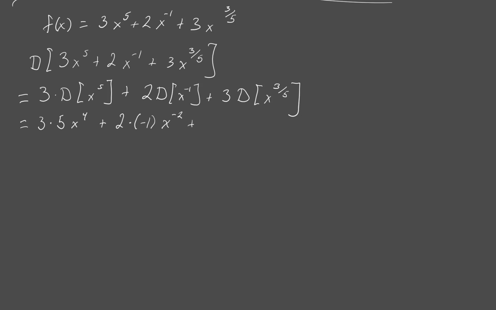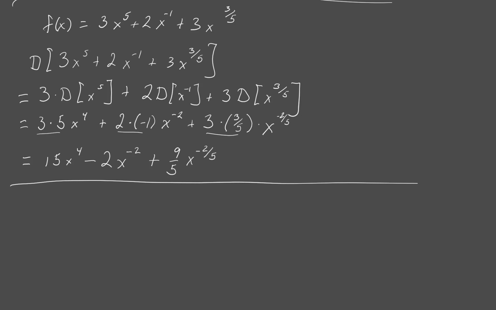Okay, and then the last one, I've got 3. I get to bring down that current exponent, 3/5, and then I multiply by x to the power of 1 smaller. 1 smaller than 3/5 is going to be negative 2/5, right? 3/5 minus 1, 3/5 minus 5/5 ends up at negative 2/5. So there is my derivative. I can do some arithmetic on these constants out front, so I'm going to do that. I get 15 x to the fourth minus, because that minus 1 turns into a minus sign, so minus 2 x to the negative second plus 9/5 x to the negative 2/5. Okay.